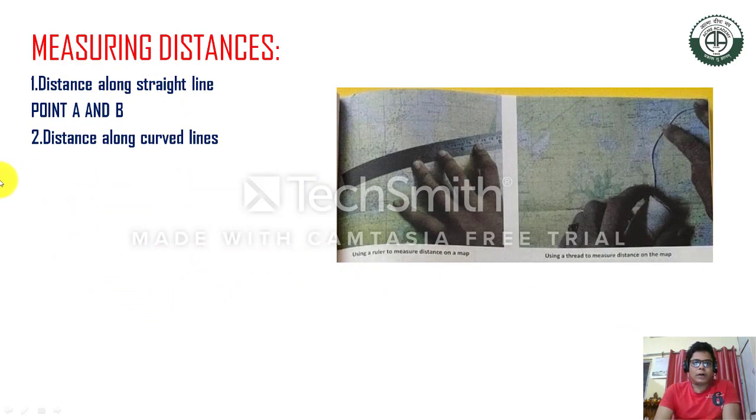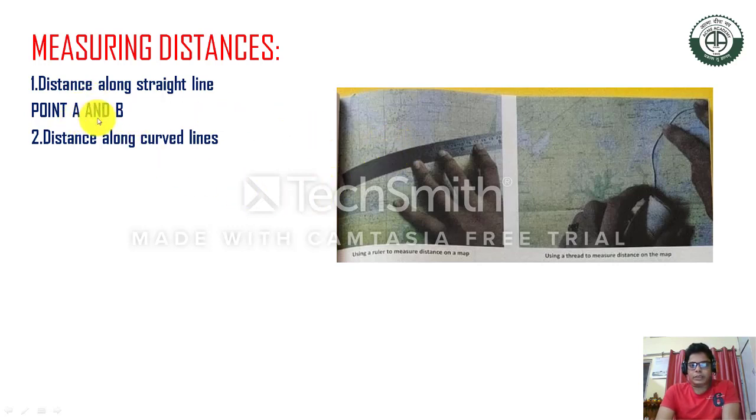Next we come to measuring distance. If you observe one of the maps, here I have given some pictures, so you can easily follow your books also. So how can you measure the distance between two points, say A and B? First, if there is a straight line, with point A here and point B here, then easily we can measure the distance of that area.